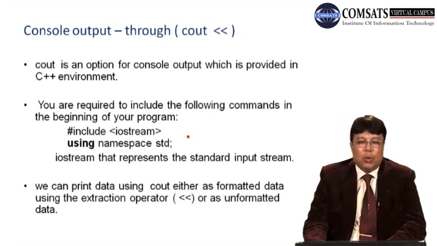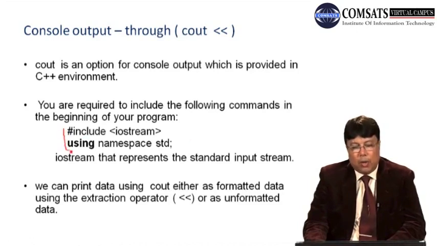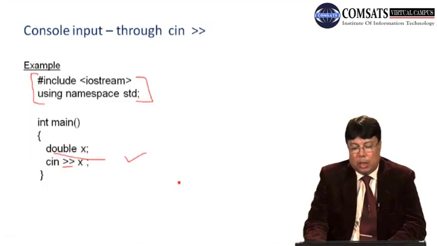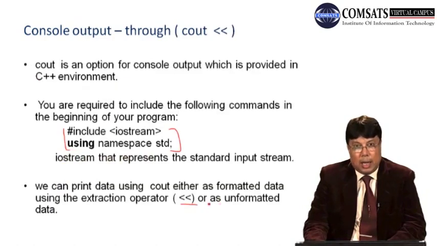Similarly, you can use the console output. You can use cout, which is an option for the console output provided by the C++ environment. Again you are required to include these two statements in the beginning of your program, before your main. Remember the direction of this operator: the direction of the extraction operator with cin was towards the variable, and the direction here is towards cout. So be careful.